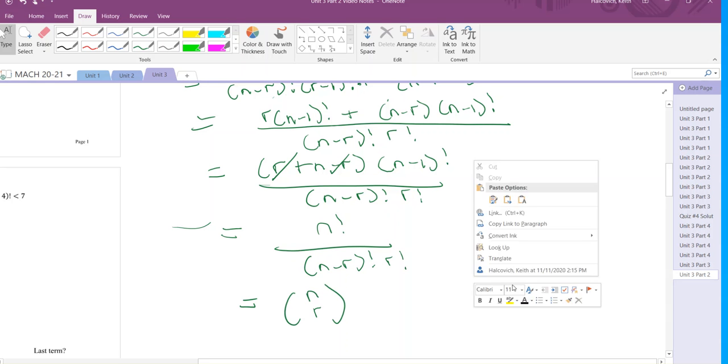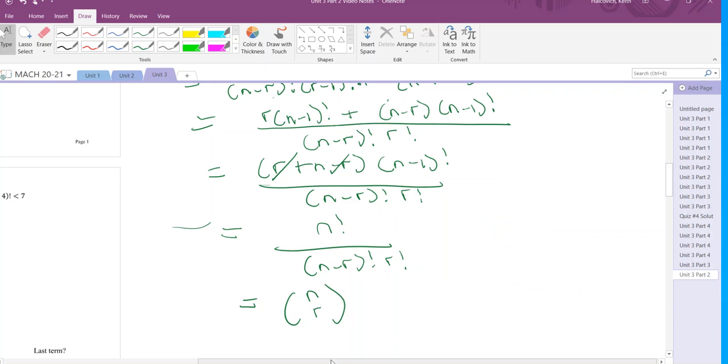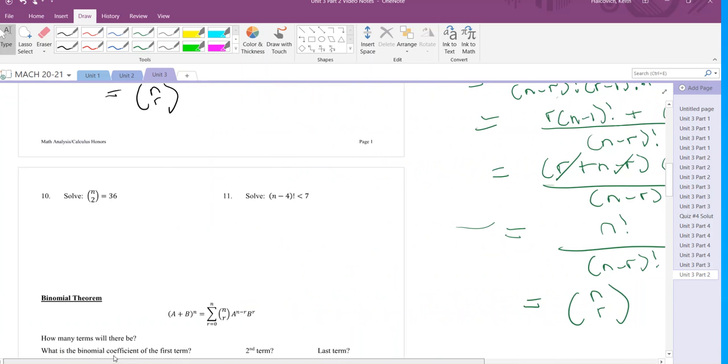That is n choose r. All right, so that was the proof there. So number 10, here it has an equation using these. So n choose 2, that's n factorial over n minus 2 factorial 2 factorial equals 36.